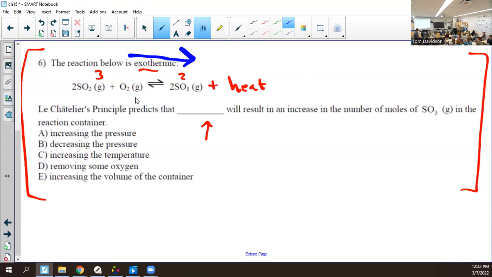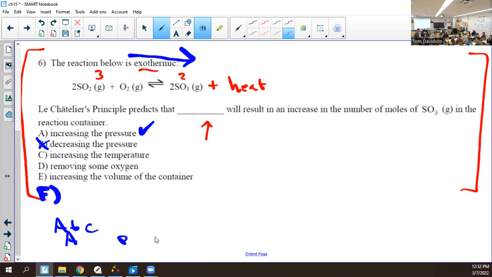Okay, let's check the other ones. Let's see F, all the above. We better check them, right? So here we go. Increase of pressure, that was correct. Decreasing pressure, well, that's the opposite. So we know that one's wrong, right? Yep. Both A and C.